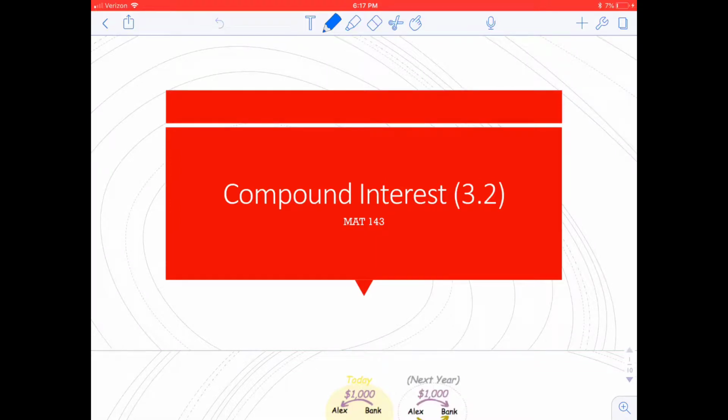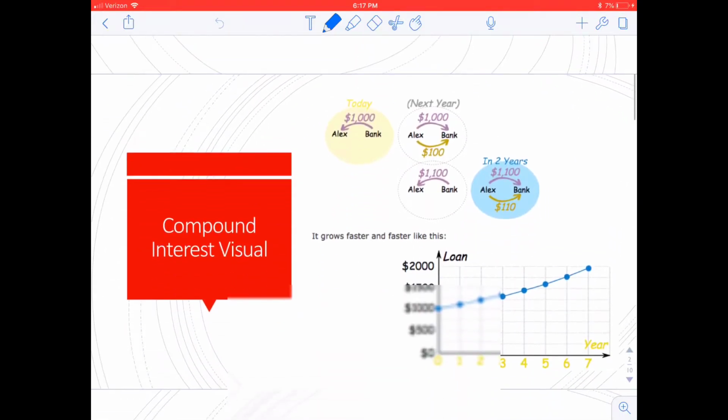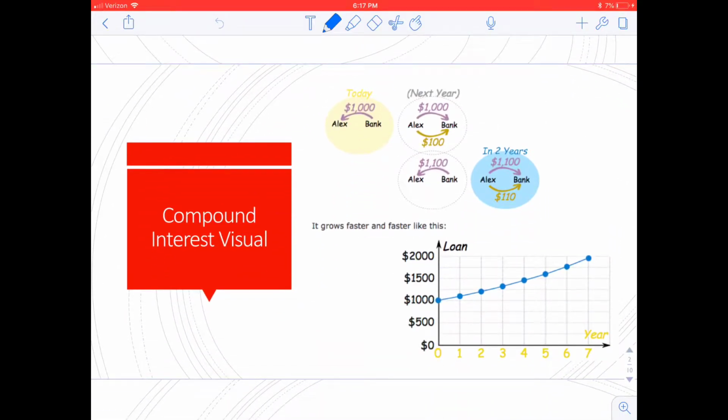Hello students, and welcome to this video where we're going to continue our discussion on money, budgeting, and interest, and we're going to be talking about the topic of compound interest. So here's a visual image of compound interest. Compound interest begins to grow faster and faster. It actually grows exponentially.